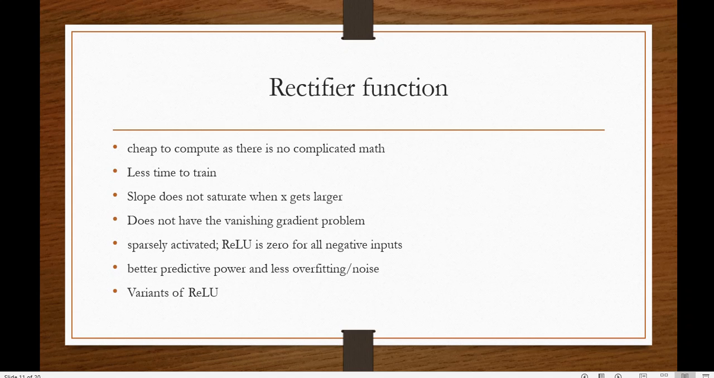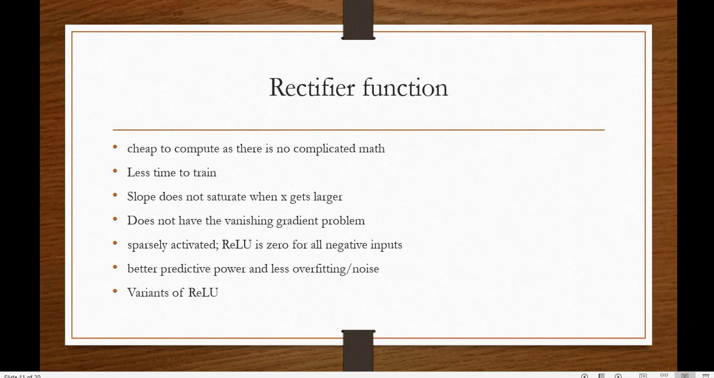Okay. Now, the features of the rectifier function: it is cheap to compute, as there is no complicated mathematics. It is a very simple calculation, less time to train, as a simple function is being used. It is only the maximum of 0 and x when we are calculating y. So, that's why it is very easy to train. Slope does not saturate when x gets larger.